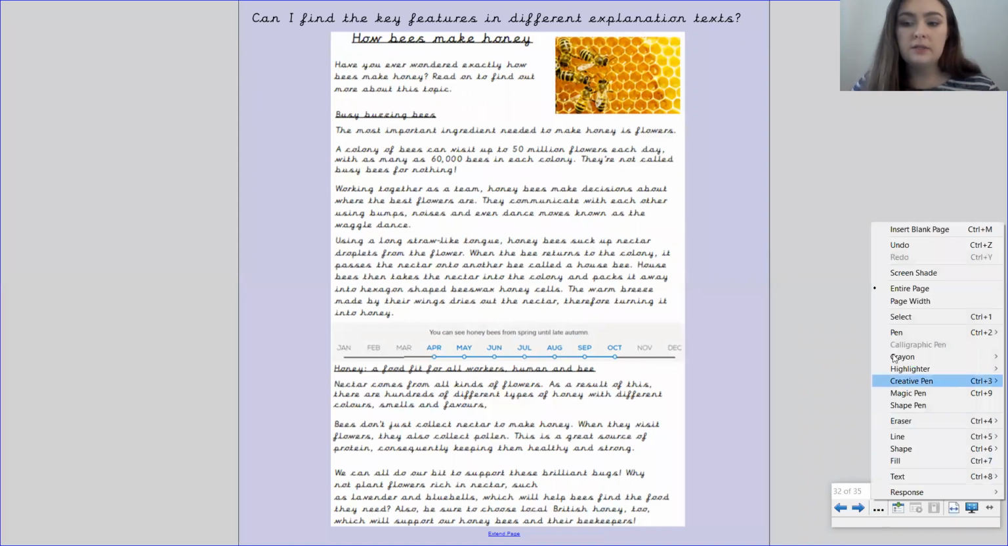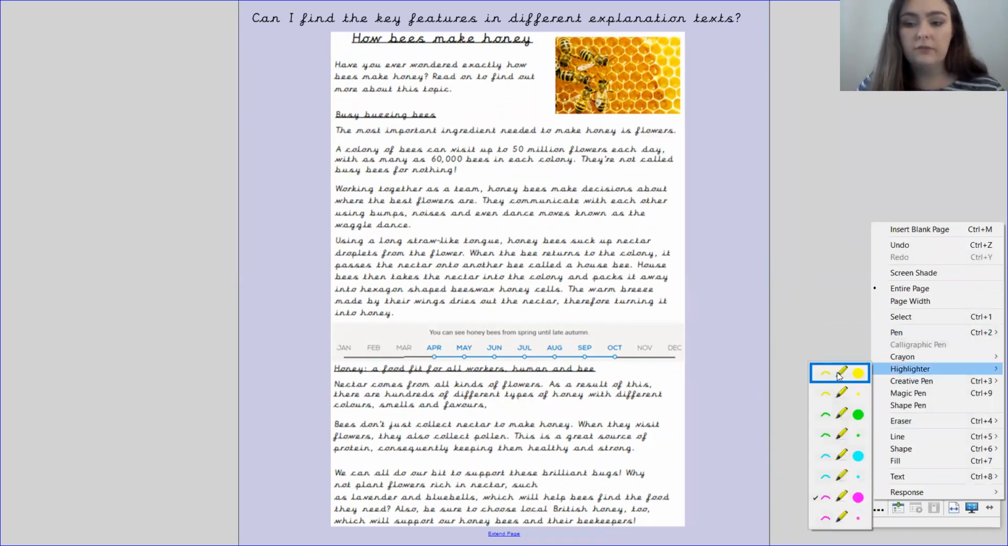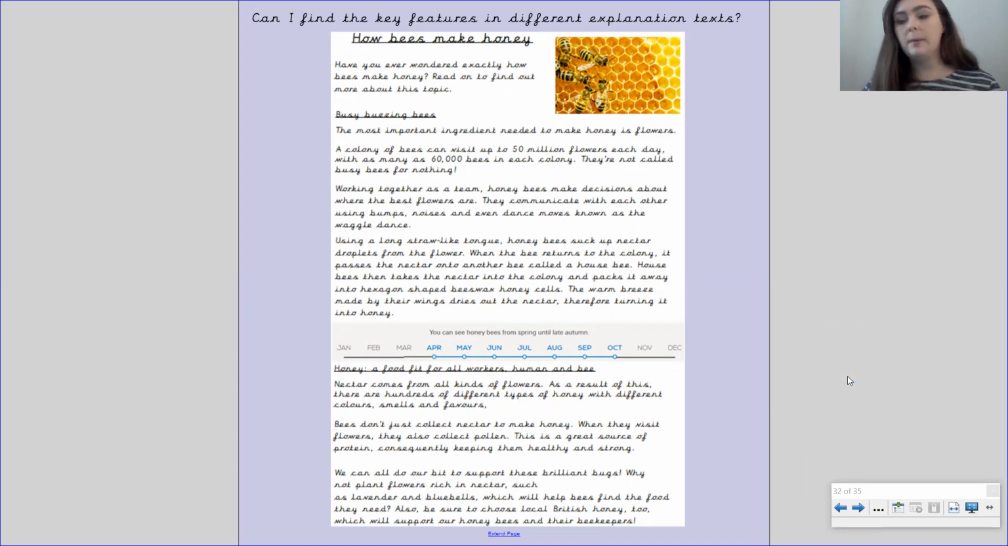Now we need to find each of the key features in this text. I'm going to start by looking for a title or heading, and we can see we have got that up here. Next I'm going to have a look for subheadings. My subheadings for this are busy buzzing bees and honey, a food fit for all workers, human and bee.